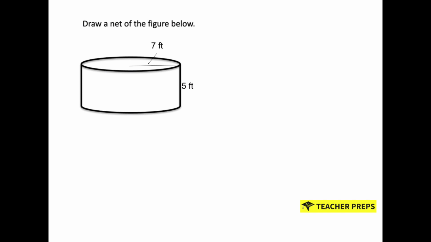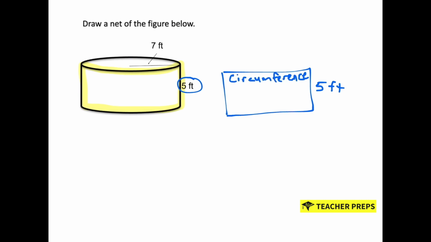If you were going to cut the label of the can off, what shape would you get? If you thought rectangle, you're correct. The smooth surface of that cylinder makes a rectangle. But what's going to be the length and width of that rectangle? We have our 5. That's going to be the width. What do you think is going to be the length? The length is actually going to be the circumference of the circle. So that's a calculation you would have to find.